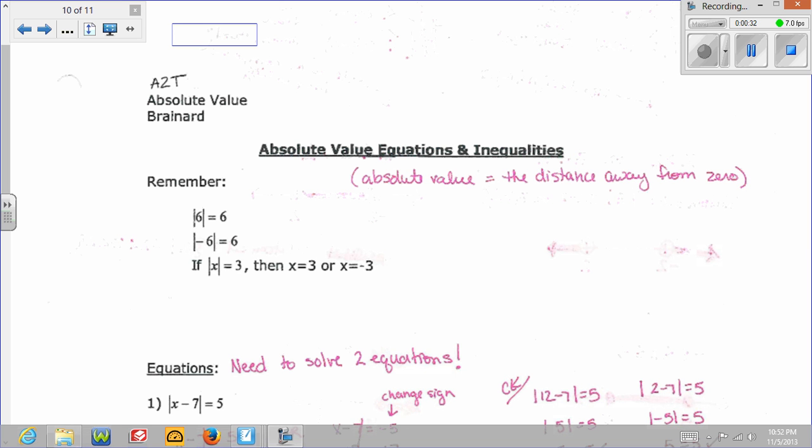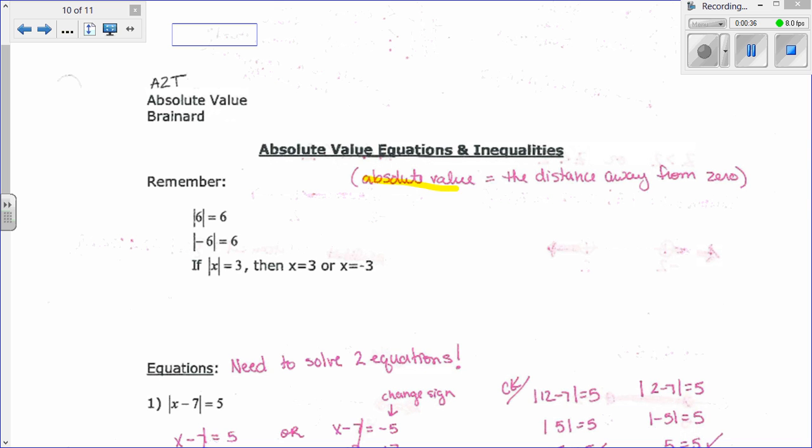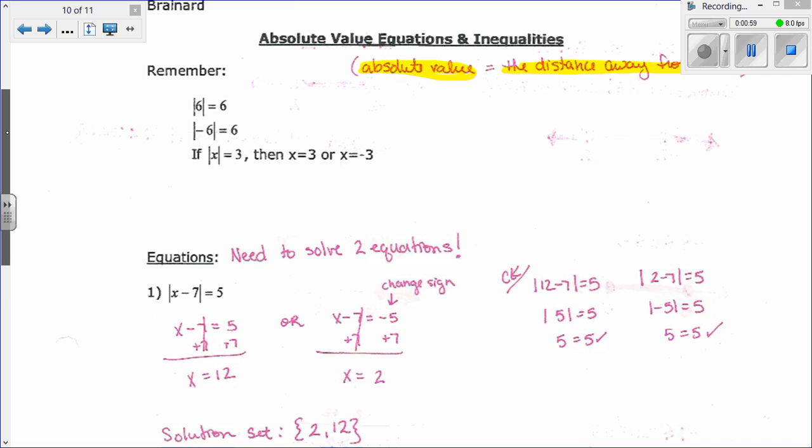But just a reminder, absolute value is equal to the distance away from 0, whether it be from the right or the left. So that means the absolute value of 6 is 6, the absolute value of negative 6 is 6. And if the absolute value of x is equal to 3, then x would have to be 3 or negative 3, because both of those would be 3 units away from 0.